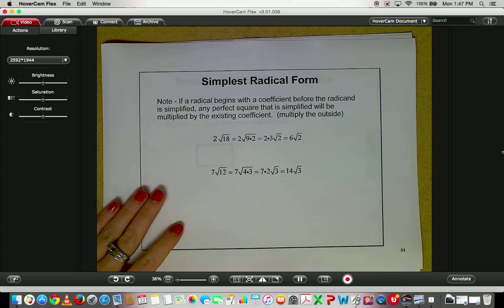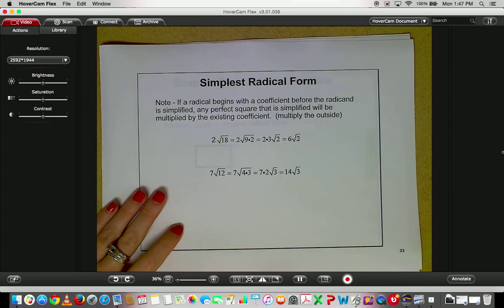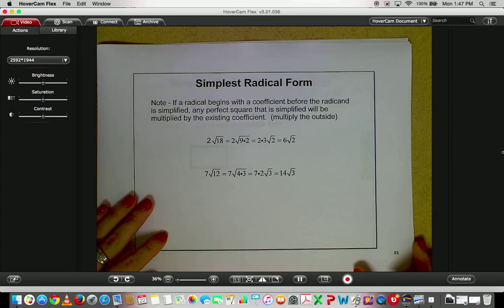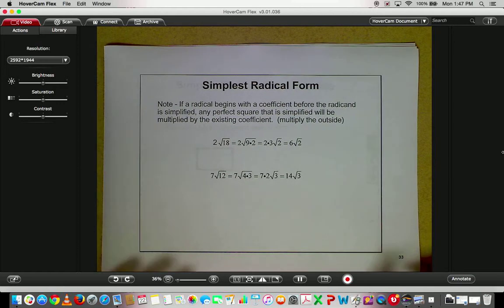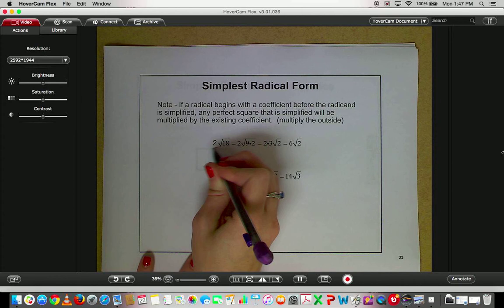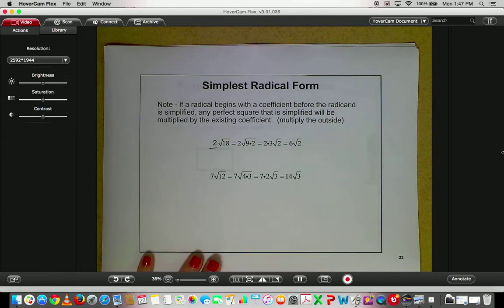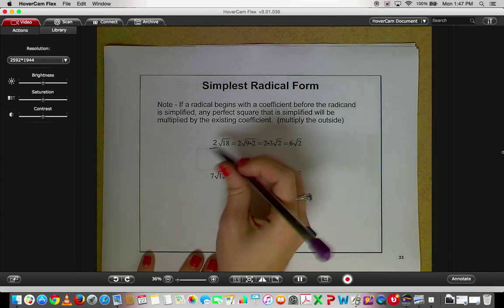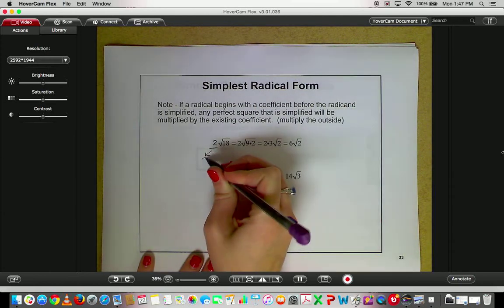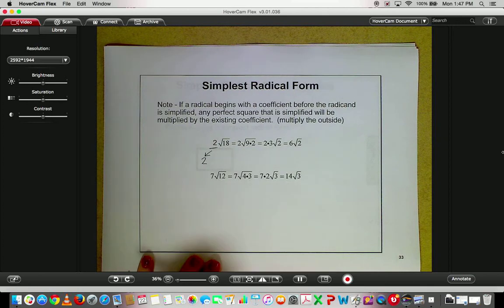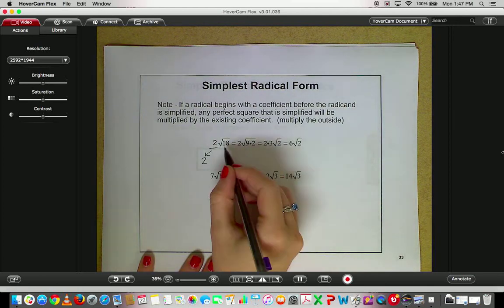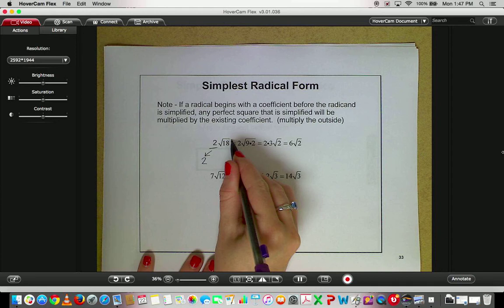So let's talk about simplest radical form. Okay, so this is just taking it one extra step. This is talking about if you have a coefficient, which is the big number in front of the radical, we're wanting to know how we can simplify that. So basically, you leave the 2 alone for now, and then you do the same process we were just doing. The largest perfect square that goes into 18 is 9.